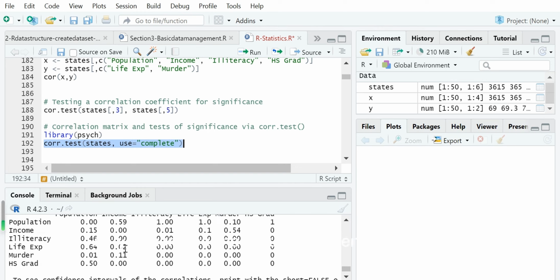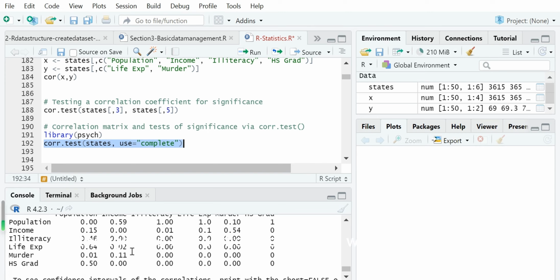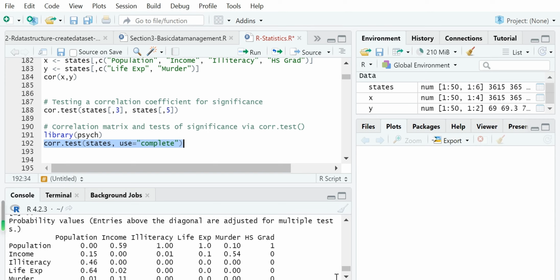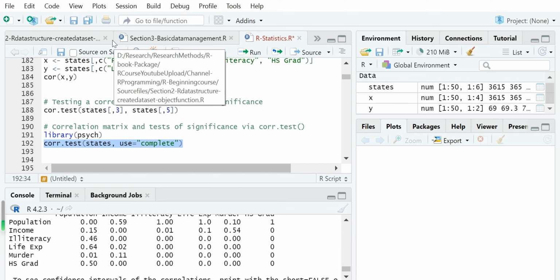You can see the values represent the p-value, the probability value. If the value is lower than 0.05, for example this one, life expectancy with income, then this correlation coefficient is significant. If it is much larger than 0.05, for example life expectancy with population, then the correlation coefficient between these two variables is not significant.